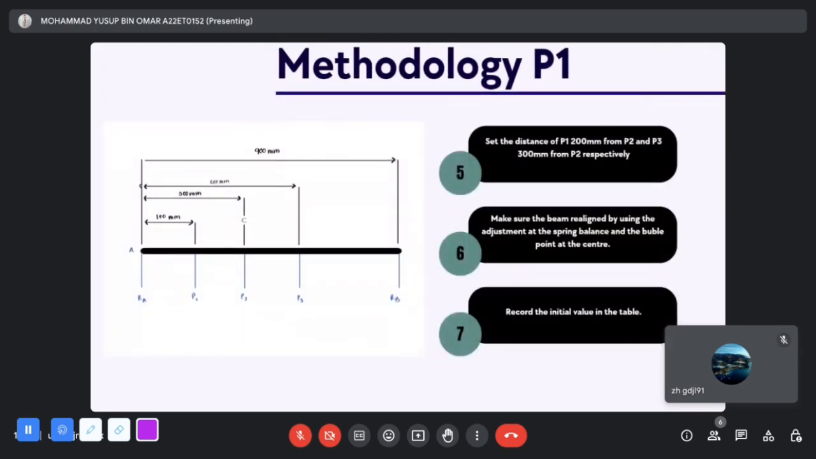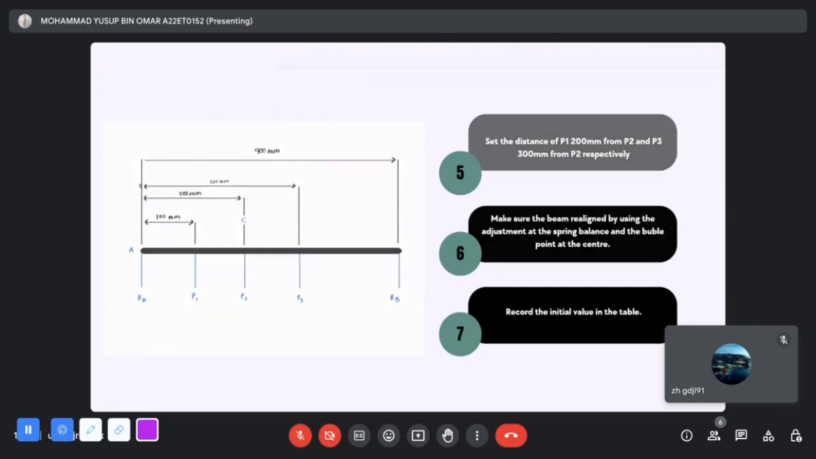So after that, set the distance of P1 200 millimeter from P2, and P3 300 millimeter from P2 respectively. Next, make sure the beam realigns by using the adjustment at the spring balance. When we adjust the spring balance, we need to make sure that the bubble in the water pass is at the center. Then we record the initial value of the spring balance.